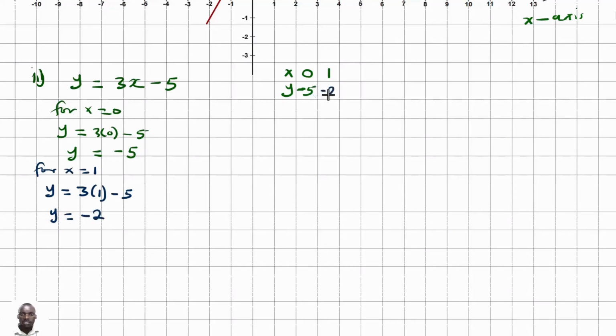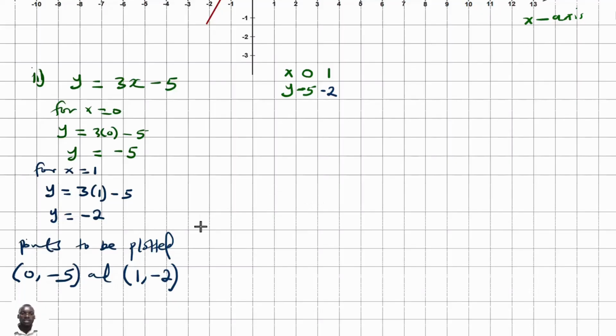So this is negative 2. Having got so far, the minimum values or points to be plotted, we can proceed with those. The points to be plotted are (0, -5) and (1, -2). So the next step is to draw our Cartesian plane.